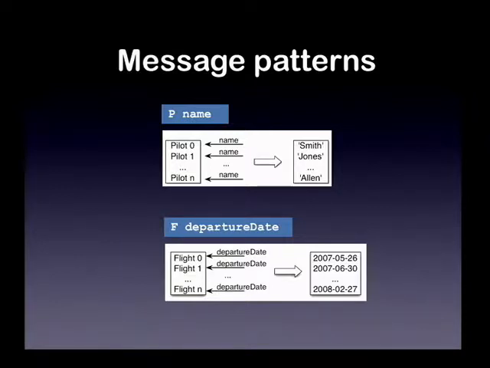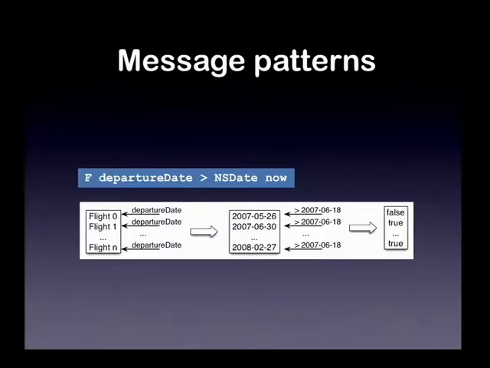So in the second example, we ask for each flight for its departure date. We get back an array of dates. And message patterns have the same precedence level as conventional messages, and thus can be composed in a similar way. In this example, we determine for each flight whether its departure date is after the current date. So in the end, we get a Boolean array. And as you will see, Boolean arrays are extremely useful in FScript and in array programming.